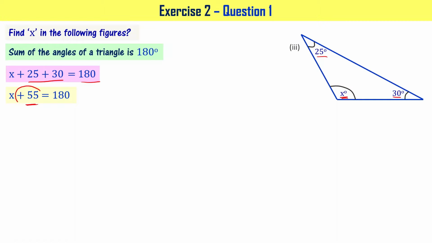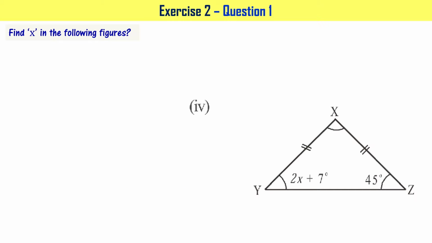Now let me transpose this plus 55 onto this side. When you do that, it becomes x equal to 180 minus 55, that is equal to 125 degrees. So to answer the question, x equal to 125 degrees. Got it? The next figure is shown here.